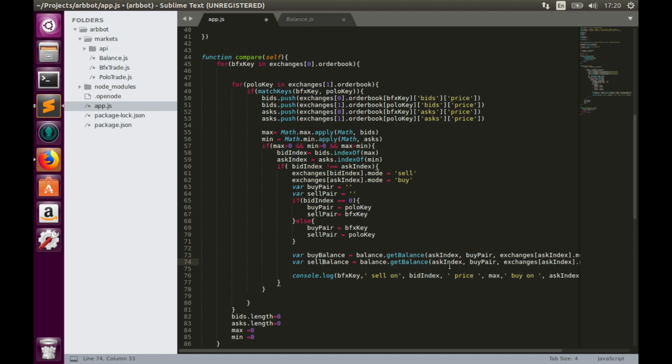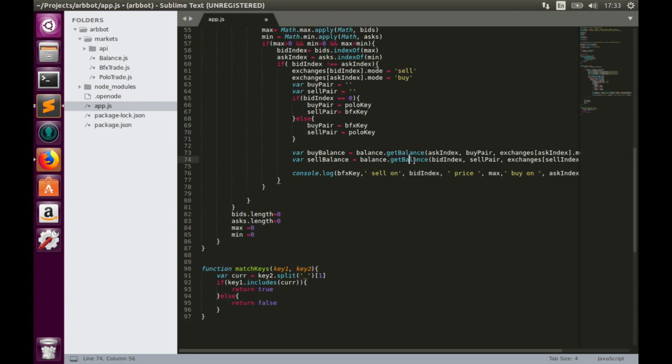Sell balance equals exchange with bid index, because we are selling, sell pair, and of course sell mode. Good. Now let's work on our first task from Trello. We need to calculate order size or trade amount.